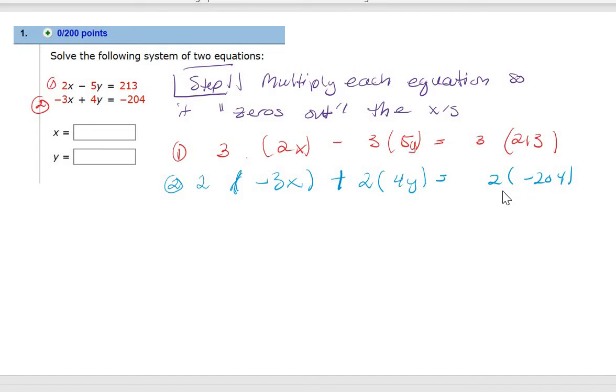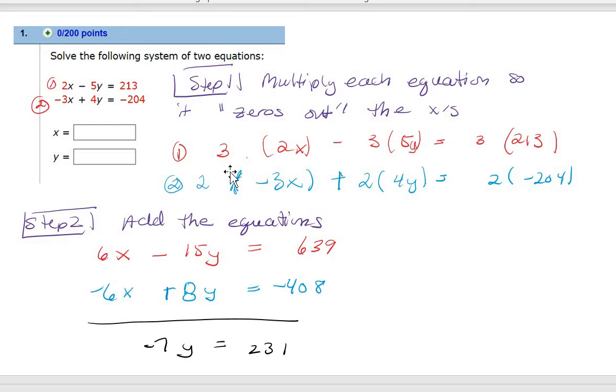All right, so next thing, I'm going to add the equations after I do the multiplication through. So 3 times 2 is 6, 3 times 5 is 15, and 3 times 213 is 639. And the same thing for the teal equation, equation 1 and 2. Add them up, here the x's zero out. And I'm left with this equation with only y's.